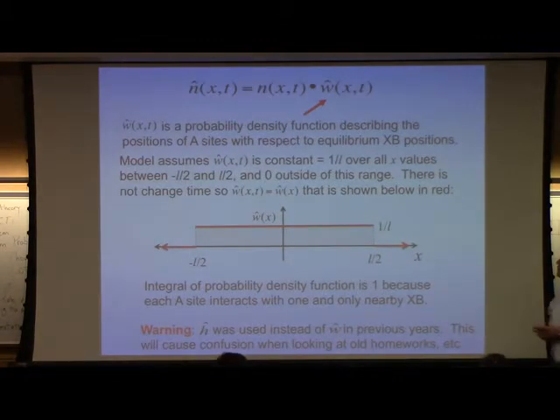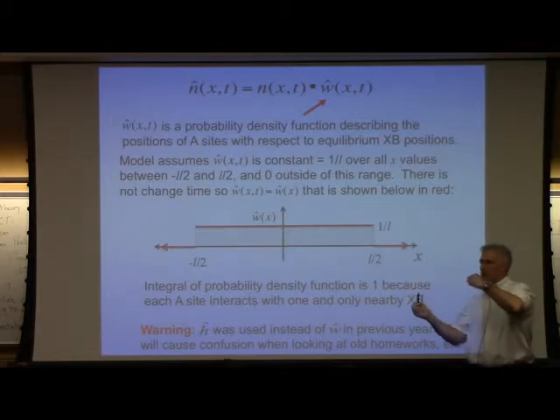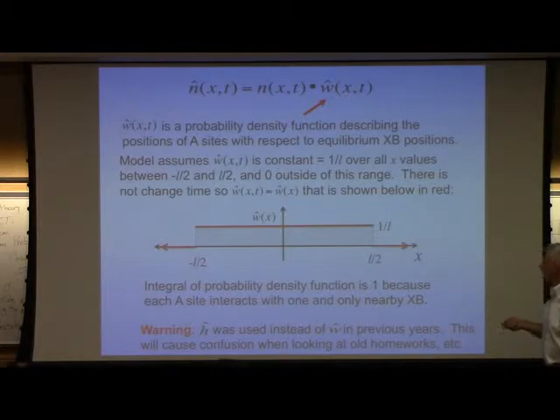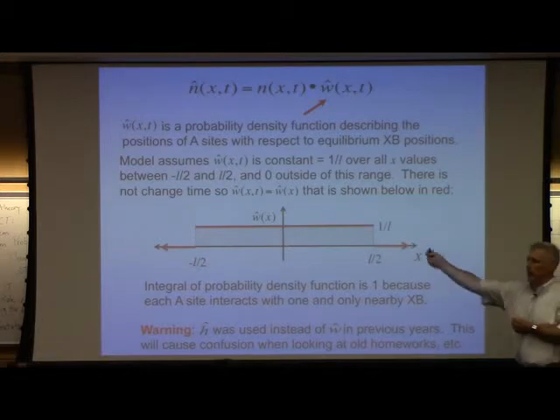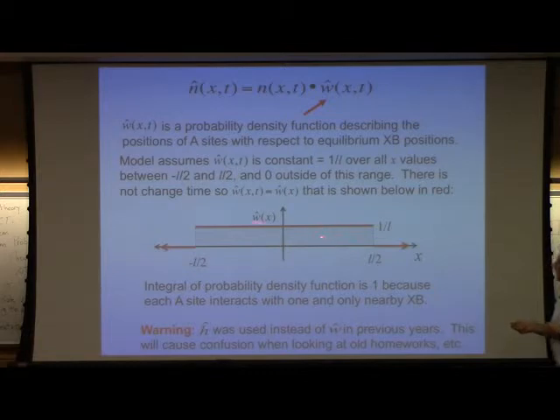Okay, let's try to go back. So this is w hat. And what we're going to do is assume there's an equal probability of finding a myosin at any distance from you. The point of reference is this A site. There's going to be an equal probability of finding a myosin at any distance between L over 2 and minus L over 2. Recall there's an A site every L down the filament. So basically it's an equal probability.